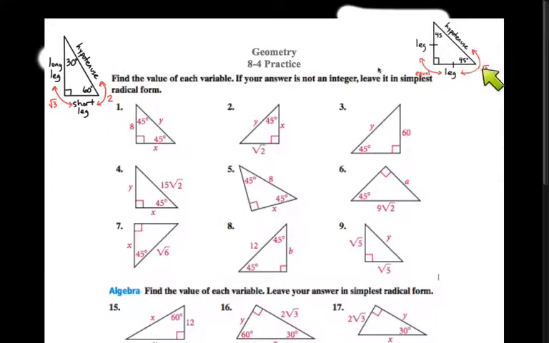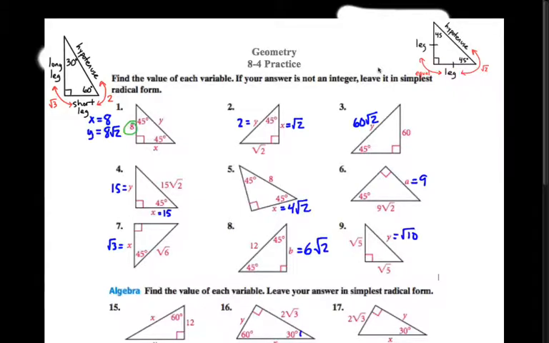The magic number is square root 2. To go from the hypotenuse to the leg, you divide by square root of 2; from the leg to the hypotenuse, multiply by the square root of 2. What I just said is the process for every single one of these. So let's go. Number 1.